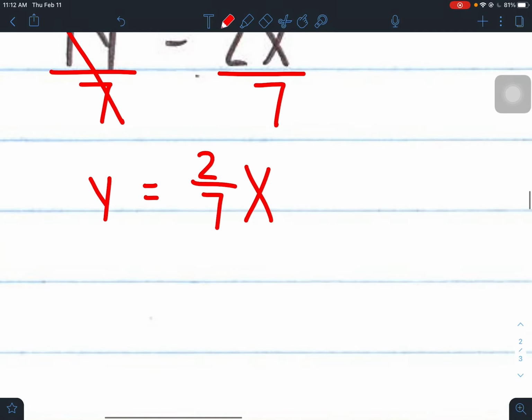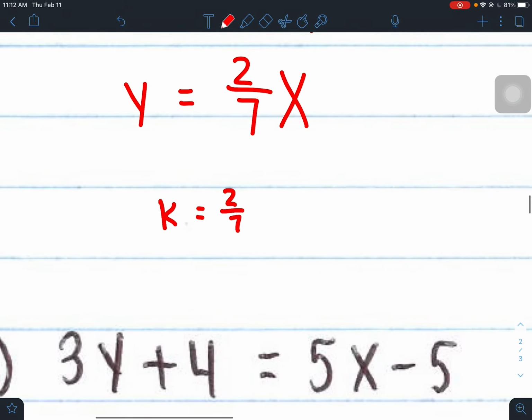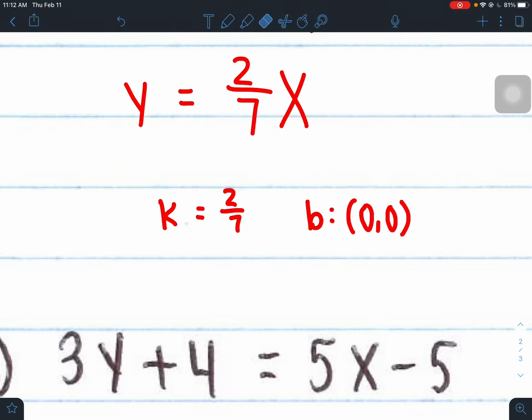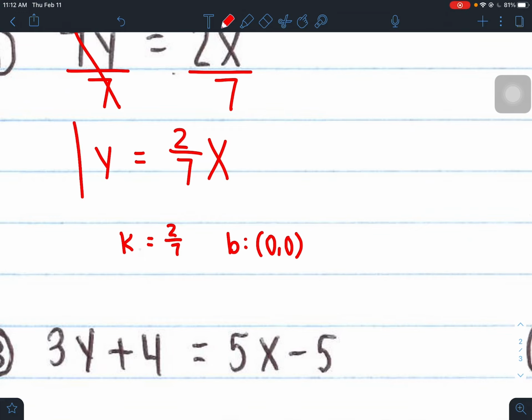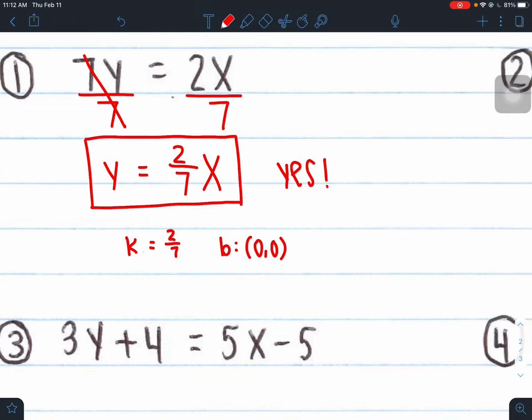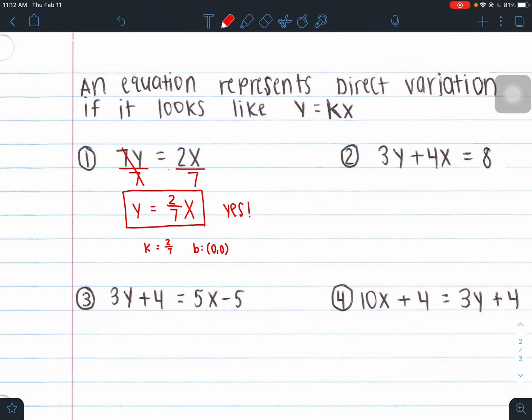Well, first of all, let me ask you, what's your k value here? Your k value here is 2/7. And then what's your y-intercept? 0, 0. Right? Because there's technically an imaginary 0 right here. So if your y-intercept is 0, 0, is this direct variation? Yes. So go ahead and we're going to box our equation, and we're going to say yes, it is, because the y-intercept is 0, 0. You want it to go through 0, 0. And you'll see an example where it's not eventually.